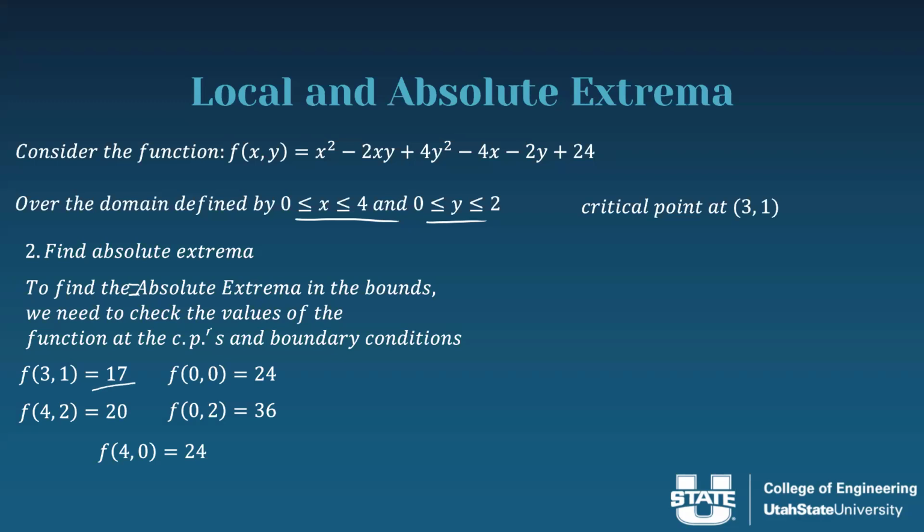So the minimum that we calculated using our critical point is the absolute minimum, and (0, 2) gets us the greatest value, so that's the max. These were just plugging these points into this equation right here. Any questions about those problems?